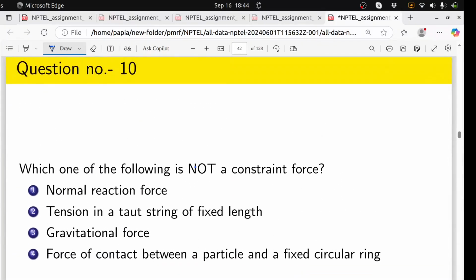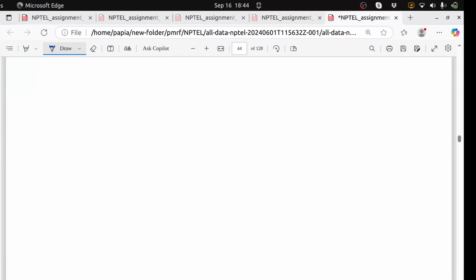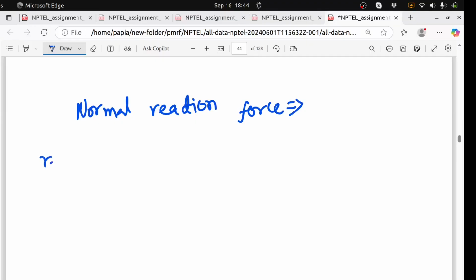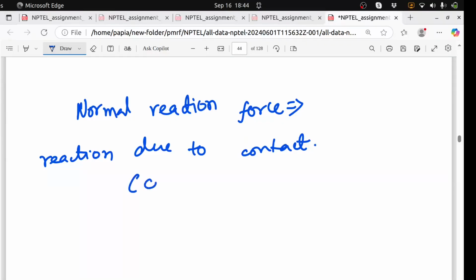So normal reaction force, let me write here basically. Normal reaction force. What is this one? This is nothing but the reaction due to contact. Like we have restricted the motion of the body, the motion of the particle, so that's why they are just giving us back the normal reaction force. So obviously it is a constraint force.